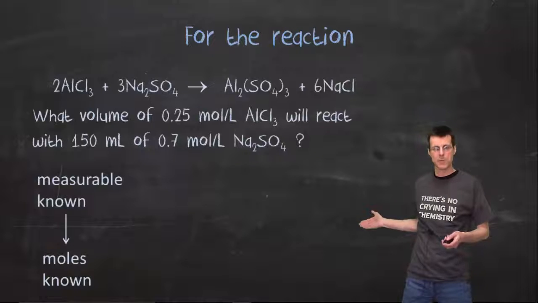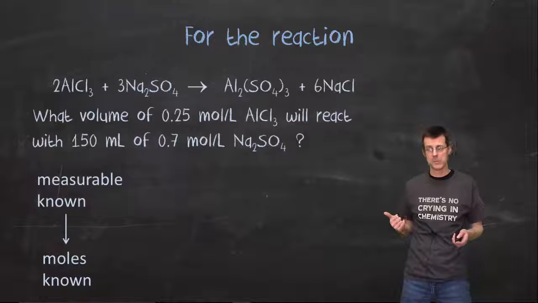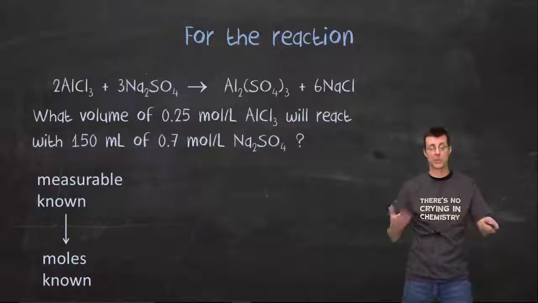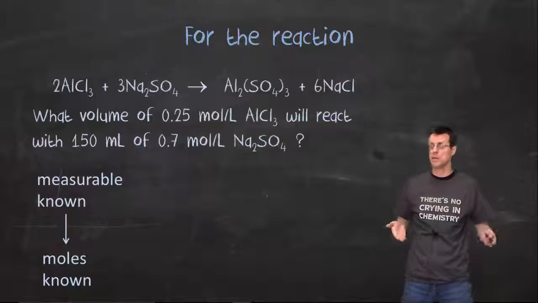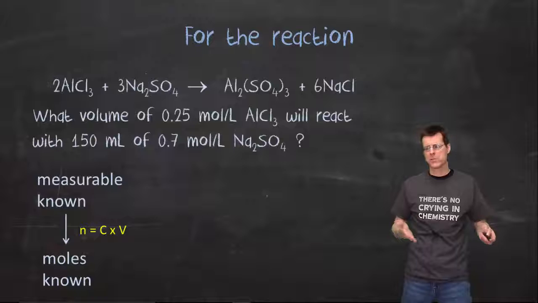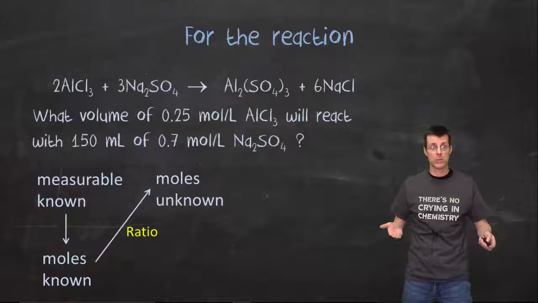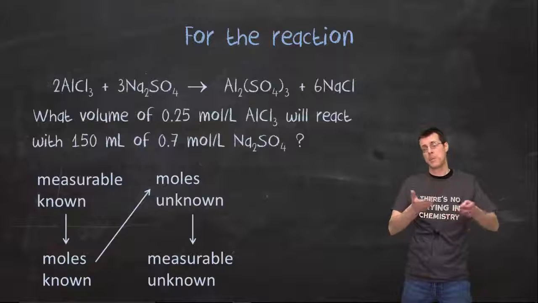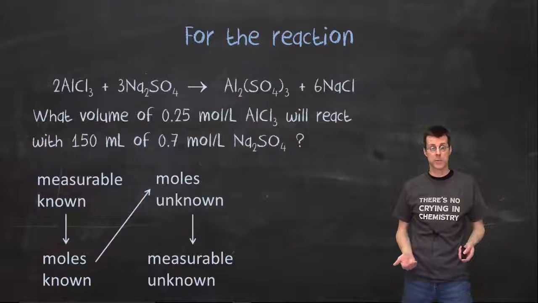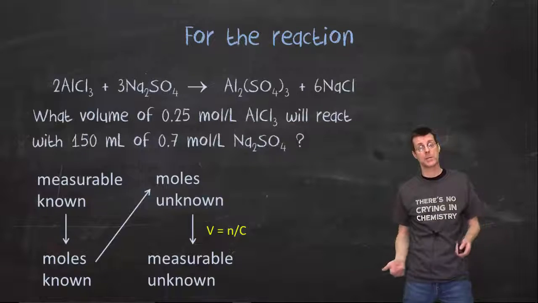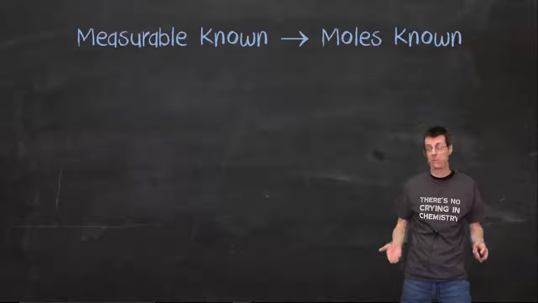We want to start from the measurable thing that we know, in this case 150 milliliters, convert that into numbers of moles, and I've got the conversion factor right there. I don't have to go to the periodic table and look things up, so it's actually a bit easier. So I'm going to do concentration times volume, and then I'm going to convert that to moles, and that's going to be the same kind of ratio. I get it the same way as I always have. And then I'm going to convert from moles of unknown to measurable thing of unknown. In this case, it's a volume, and for me the volume is number of moles divided by concentration. So it's actually going to be kind of familiar.